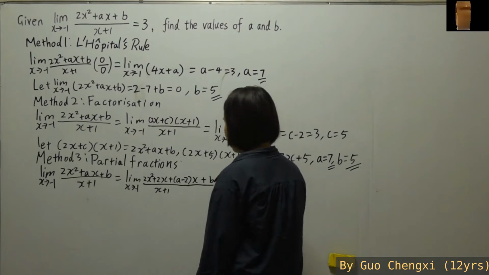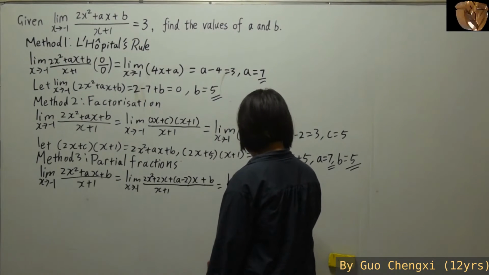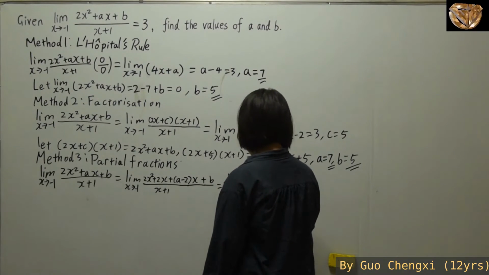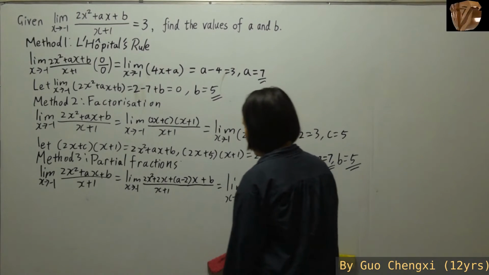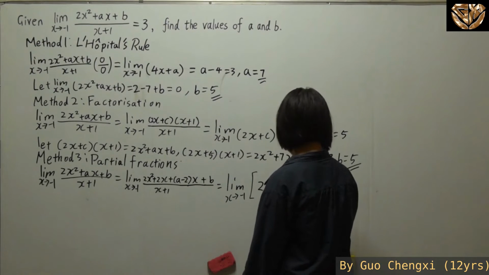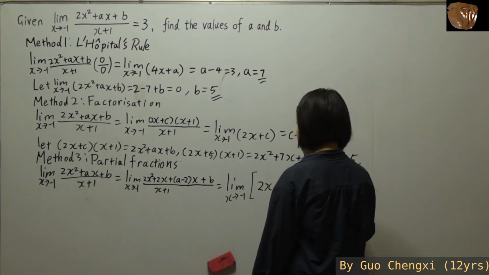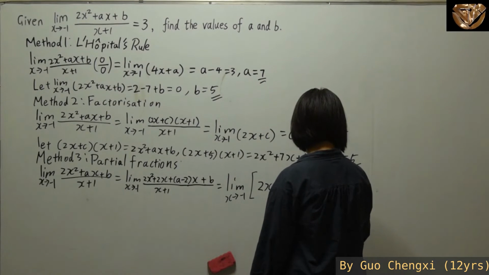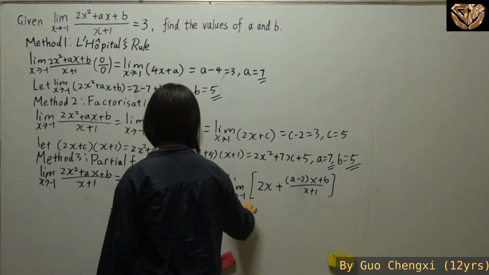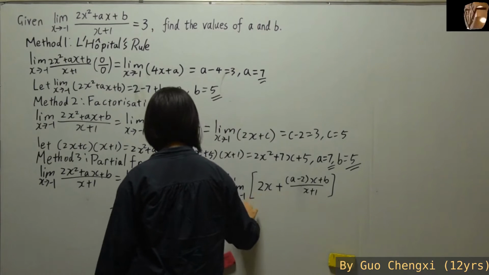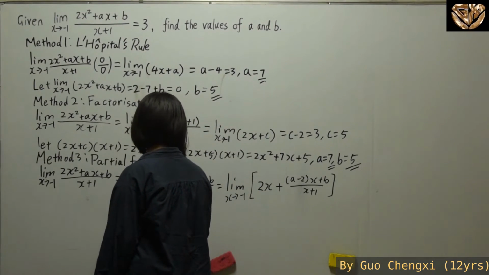And now that this part's over, for this we can take out the 2x, which gives a larger bracket: 2x, then 2x plus a minus 2x plus b over x plus 1. But now that we have this part, you can straight up substitute inside without any trouble. So you're just going to have a -2, then plus.